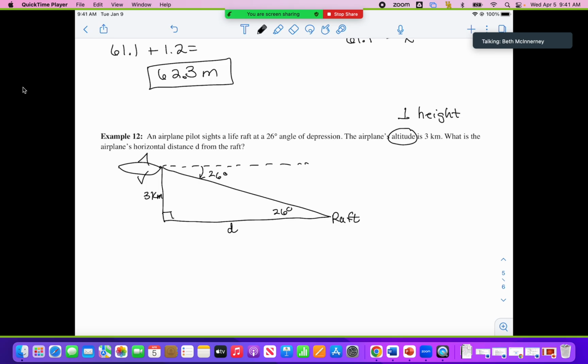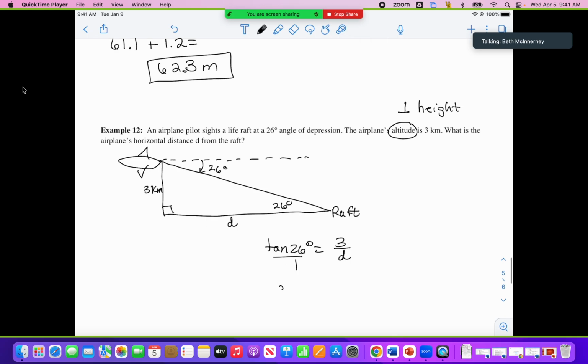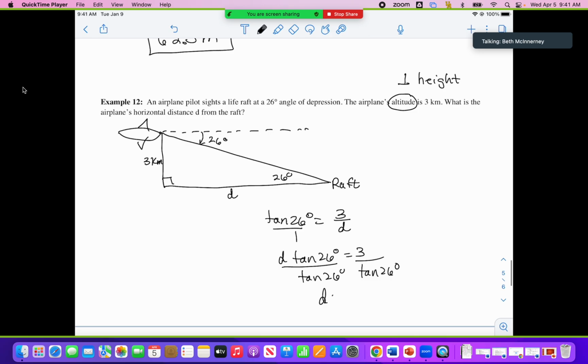So I can use 2 parallel lines cut by a transversal. Alternate interior angles are congruent. So what trig function would I use to help me find D? Tangent. Nice work. So tangent 26 is 3 over D. Make it a proportion and cross multiply. So I'm going to get D times tangent 26 equals 3. Divide by tangent 26.